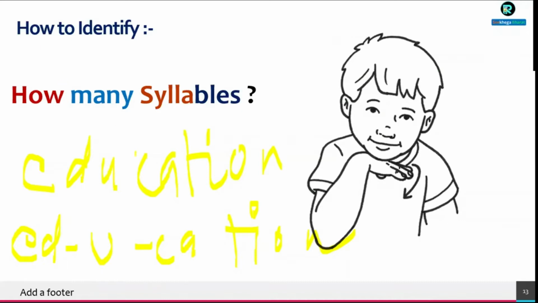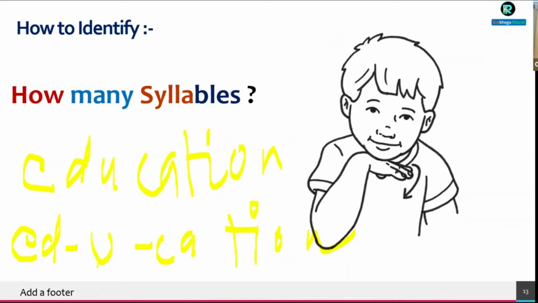So that simply means that everywhere there has to be a vowel sound, and it's there. So these are the four syllables, right? And you have to pronounce that. Education, education. Now this is clear how to find a syllable.